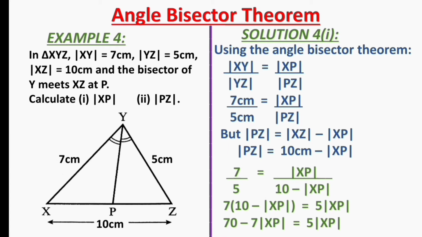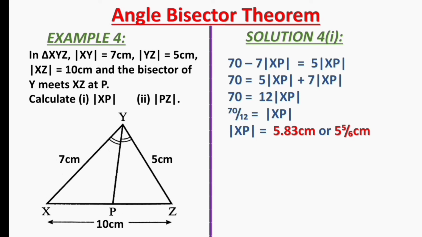Now, substituting 10 centimeters minus XP for PZ in the ratio above, we are going to have 7 divided by 5 should be equal to XP divided by 10 minus XP. If you clear your fractions and you remove your brackets, you are going to have 70 minus 7 of XP should be equal to 5 of XP. Now, solving for XP by collecting like terms, what are you going to find as the answer for the length XP? Let's see if your answer is correct.